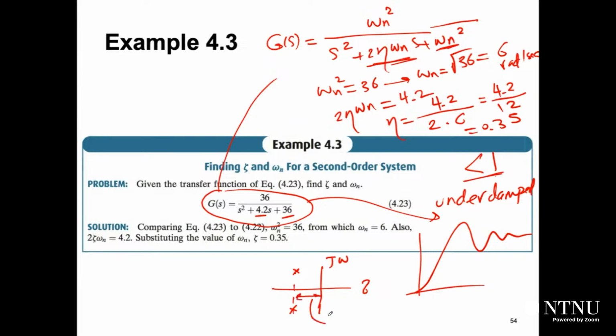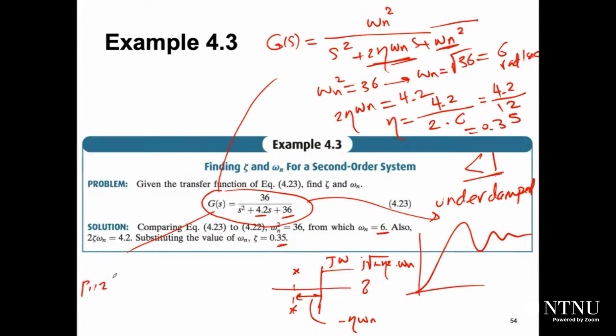This part will be minus zeta multiplied by omega n. We got it already, so it will be minus 6 multiplied by this value. So it will be the real part. And this imaginary part will be j times the square root of 1 minus zeta squared, multiplied by omega n. So now we can get the location of my poles. If you don't want to do it like this, just use the formula.